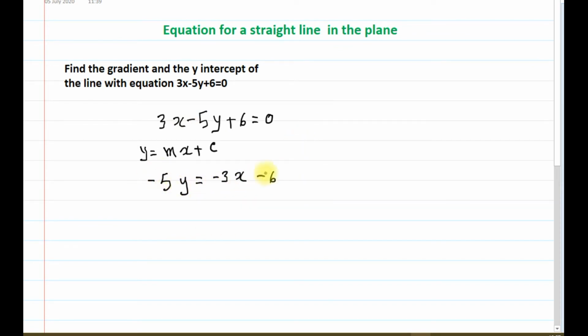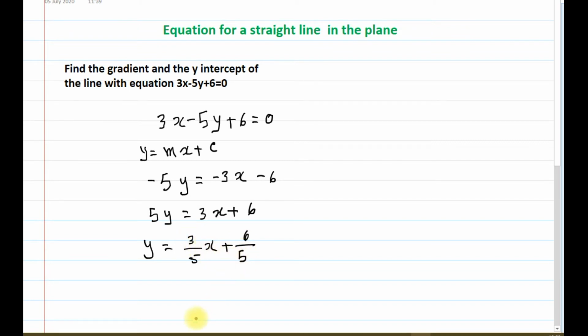Now, I have too many minuses here. I don't like that. I multiply both sides by minus 1. So basically, this becomes 5y and that will be equal to 3x. That will be plus 6. Now I divide both sides of the equation by 5. I get y is equal to 3/5 of x plus 6 over 5.